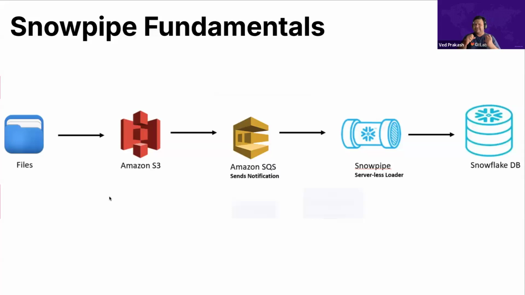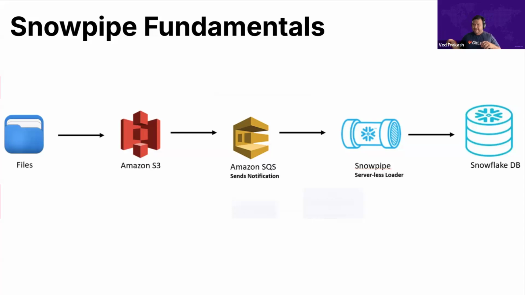The pipe object defines the connection between the external stage and the target table. So that's the Snowpipe, which says load the data which is present in this external stage into Snowflake. And that's what we call the pipe object.